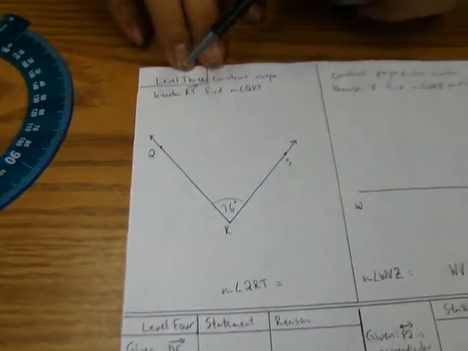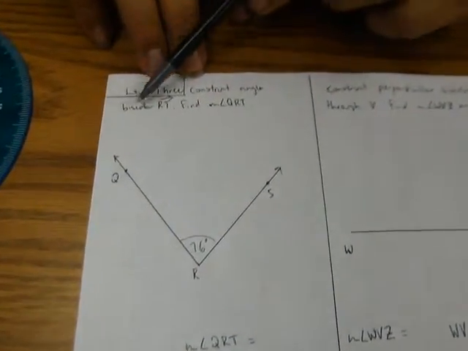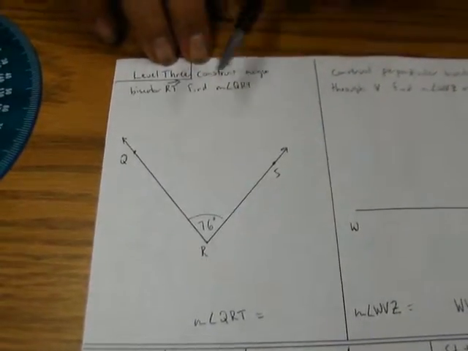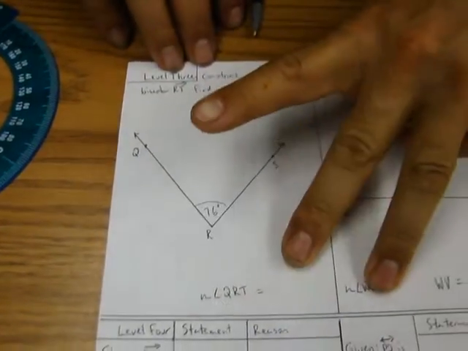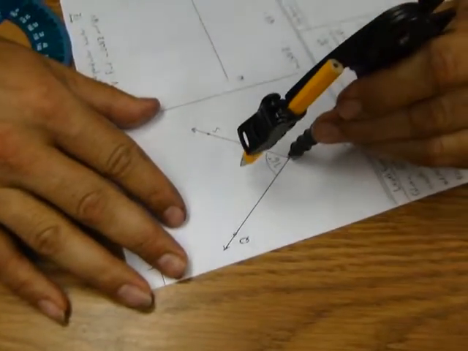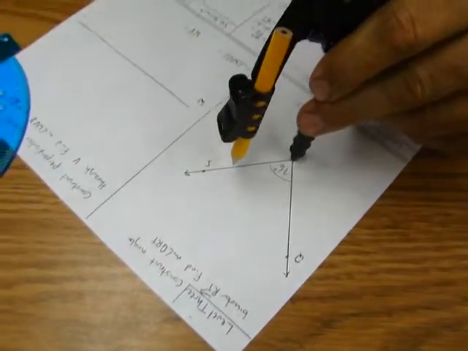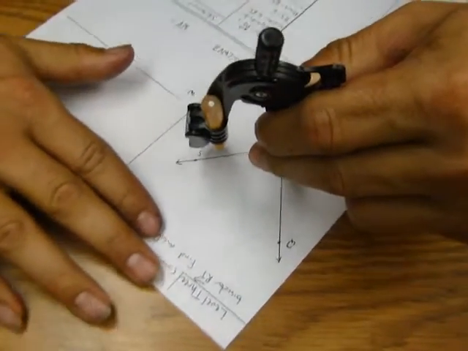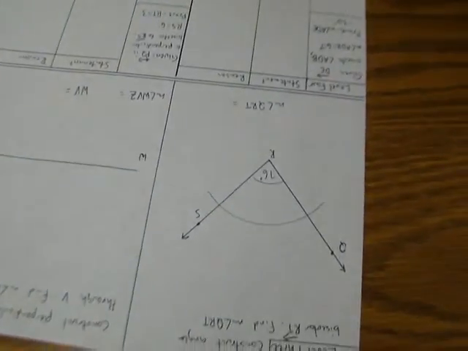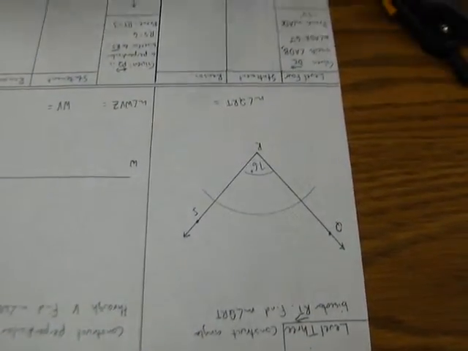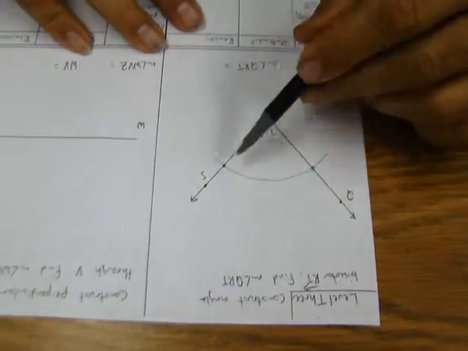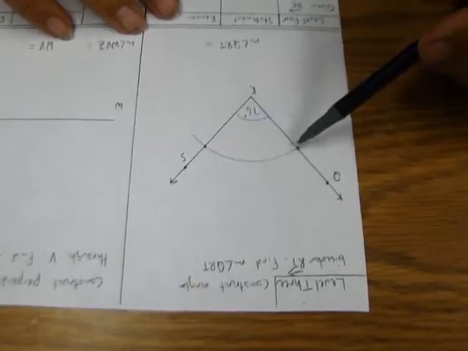Alright, backing up. I'm constructing an angle bisector. That means I'm going to cut this angle in half. Alright, so an angle bisector has 1, 2, 3 arcs. The first arc comes from putting your sharp point on your vertex and swinging an arc. If you guys notice, I moved the paper, not the compass. Okay, what that did is it gave me these two intersections. These points are going to help me with the rest of the construction.